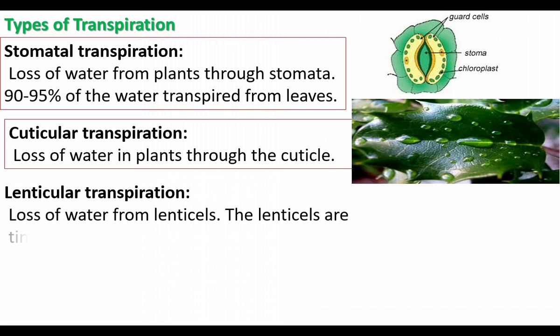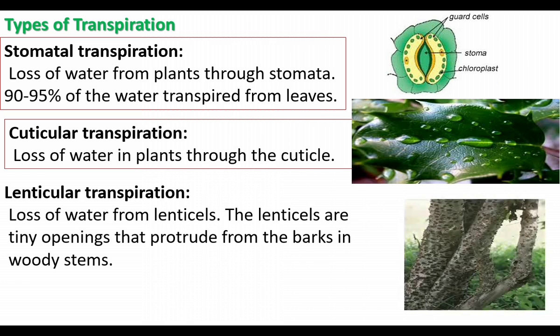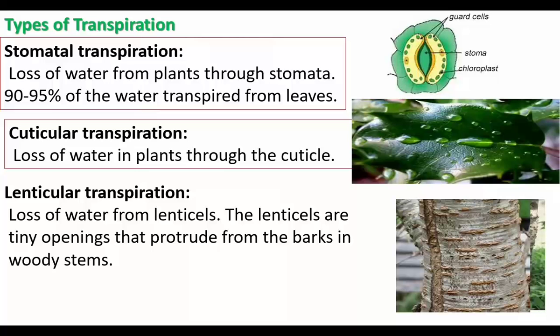The lenticels are tiny openings that protrude from the bark in woody stems. Here the plant shows a woody stem containing bark. Minute openings project out through the bark, called lenticels. Water is lost through the lenticels, which is called lenticular transpiration. The three types of transpiration are stomatal transpiration, cuticular transpiration, and lenticular transpiration.